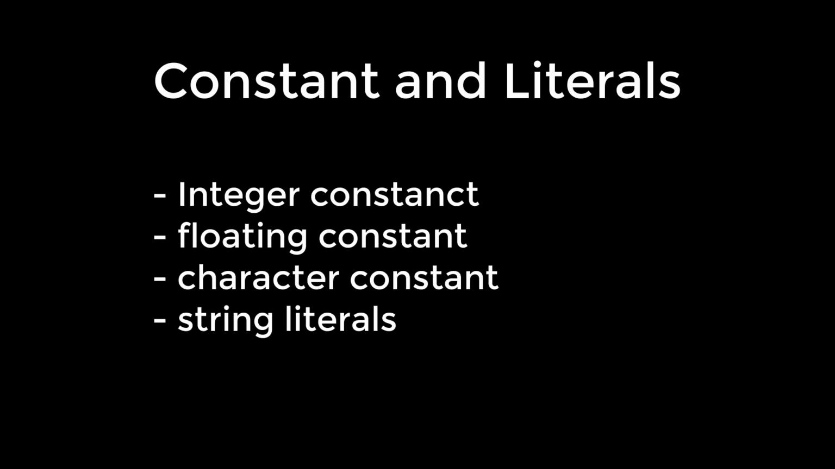Now in this video, we will talk about constants and literals. Constants refer to fixed values that a program may not alter during execution. These fixed values are also called literals. A constant can be of any of the basic data types, like an integer constant, a floating point constant, a character constant, or a string literal. There are also enumeration constants as well. Constants are treated just like regular variables, except that their values cannot be modified after their definition.